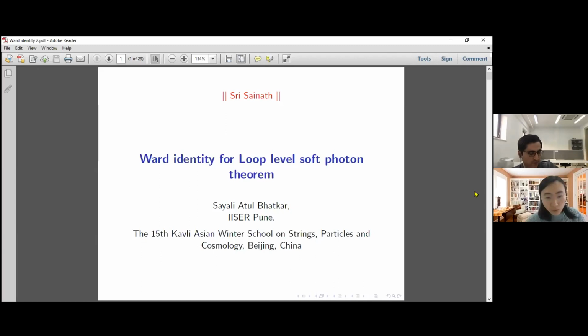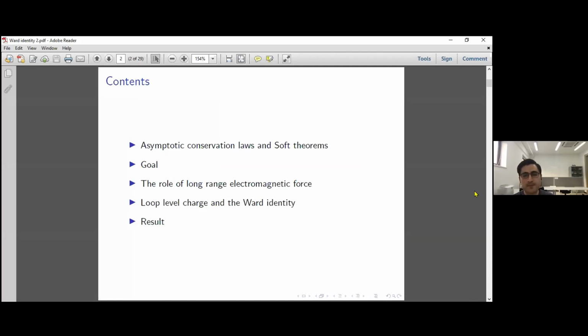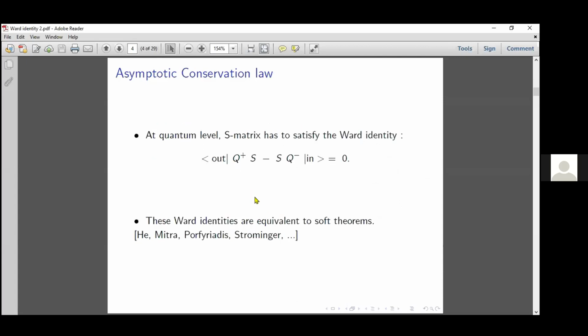So the title of my talk is Ward Identity for Loop Level Subleading Photon Theorem. This is a brief overview of my talk. Okay, so let us start with what are asymptotic conservation laws. In classical theory, these conservation laws take the following form. The future charge is defined at scri plus minus, which is the u goes to minus infinity sphere of the future null infinity. The past charge is defined at scri minus plus, where scri minus plus is the v goes to plus infinity sphere of the past null infinity. So the conservation law tells us that these charges are conserved in this asymptotic sense.